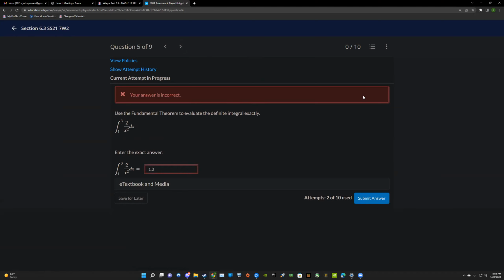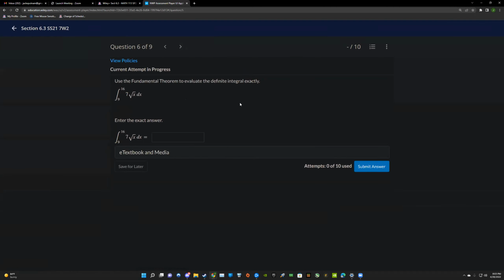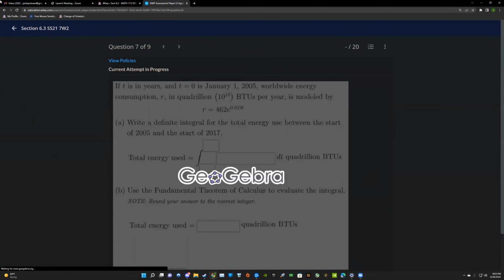Let's go up here and try to see if I can do this one again. Let's do 4/3 basically here and see what happens. Put this on my calculator. Math 9, 9, 16, 7, and then through x dx. 5/18 divided by 3. Let's see if that works. So basically tore through these.